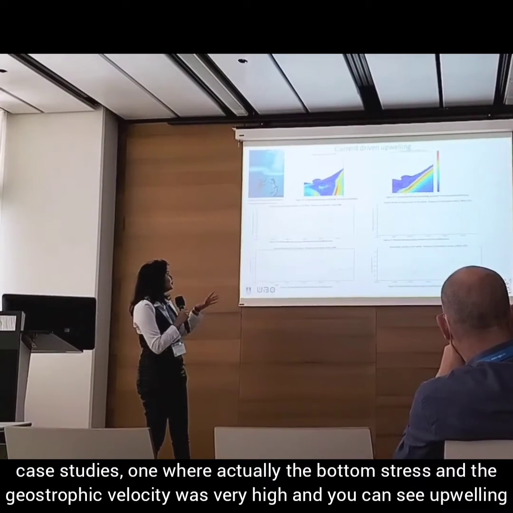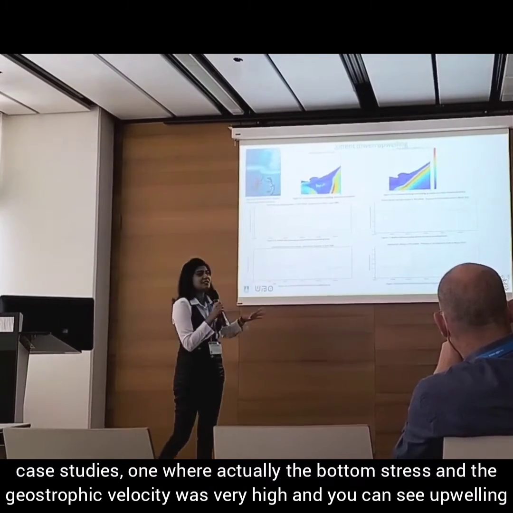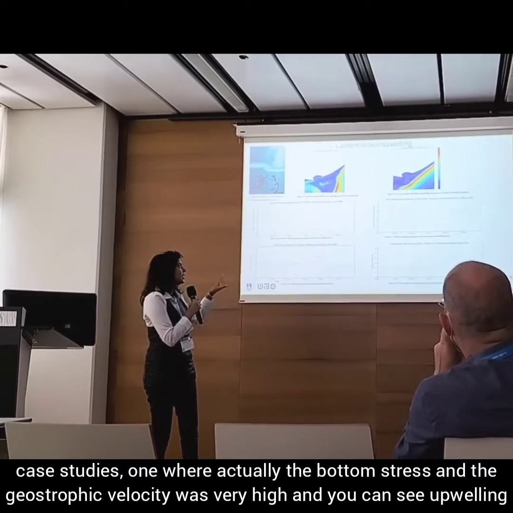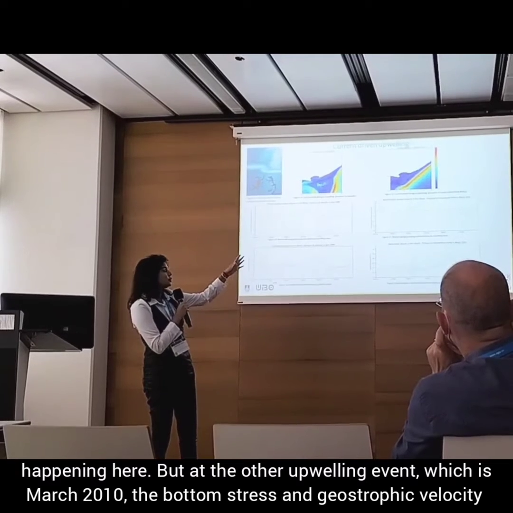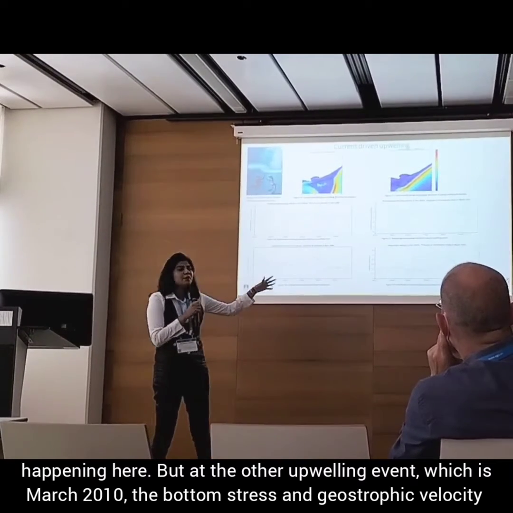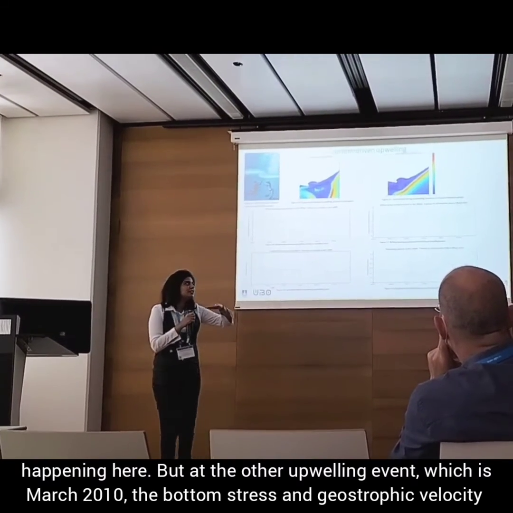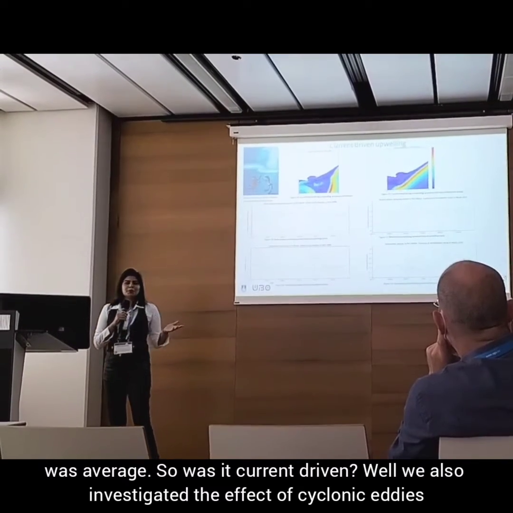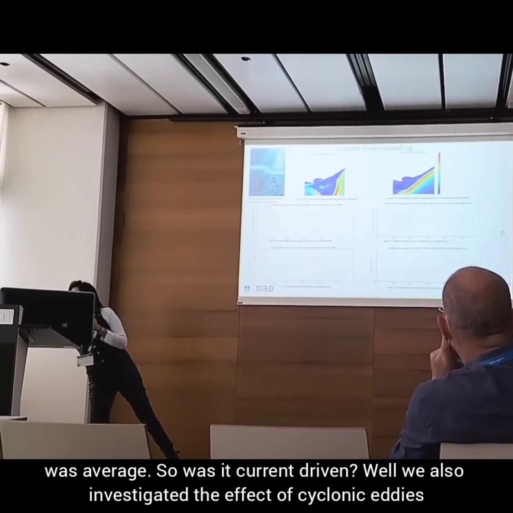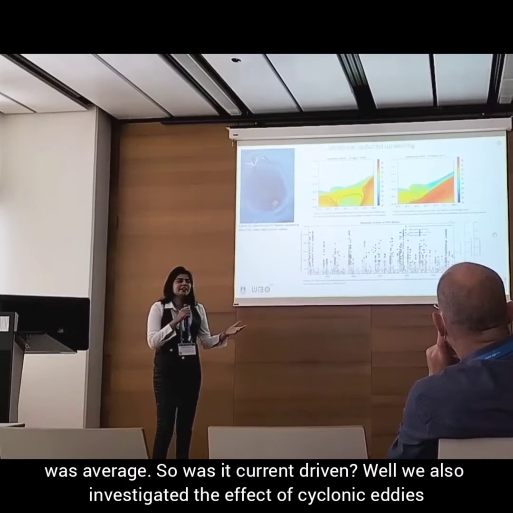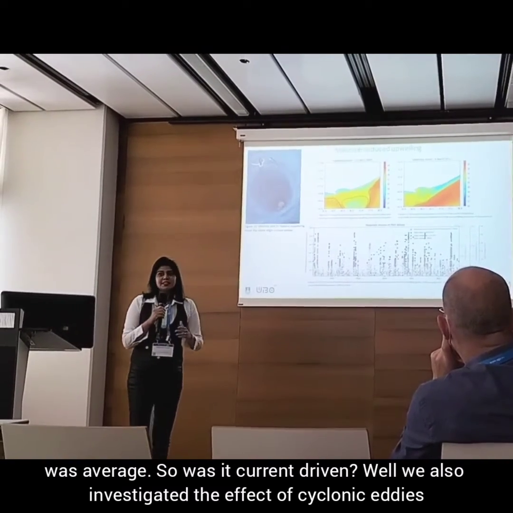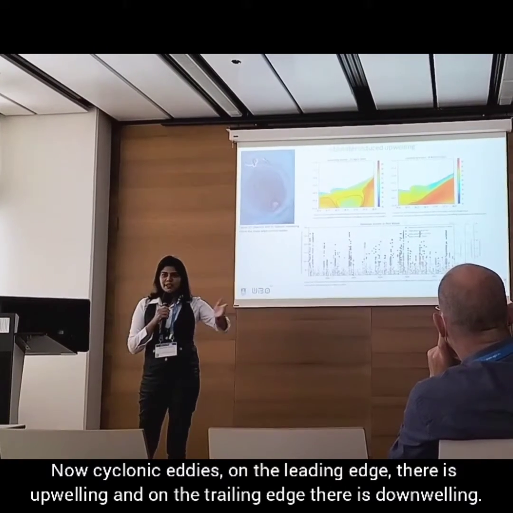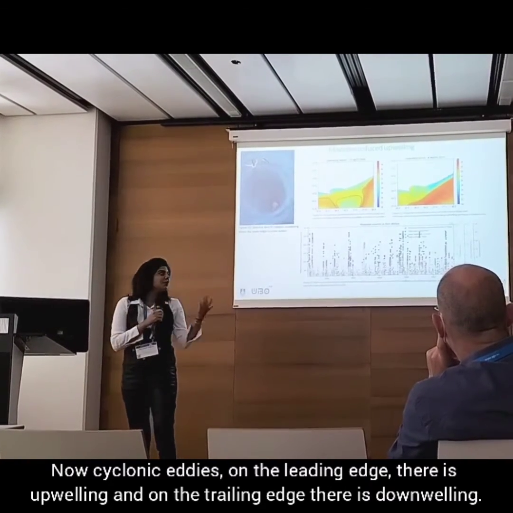One where the bottom stress and the geostrophic velocity were very high, and you can see upwelling was happening here. But on the other upwelling event, which was in March 2010, the bottom stress and the geostrophic velocity were average. So, was it current driven? Well, we also investigated the effect of cyclonic eddies. Now, cyclonic eddies on the leading edge cause upwelling, on the trailing edge downwelling.